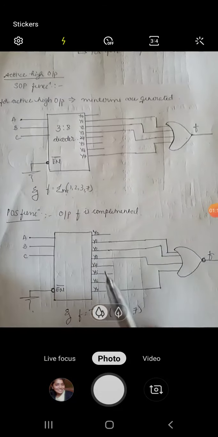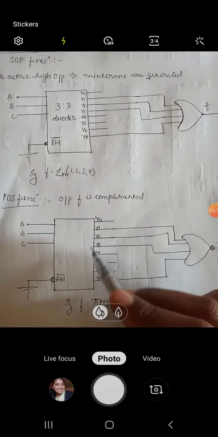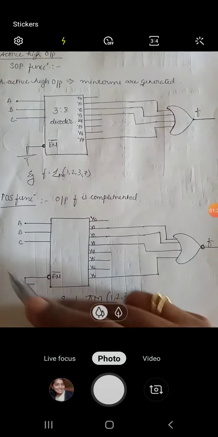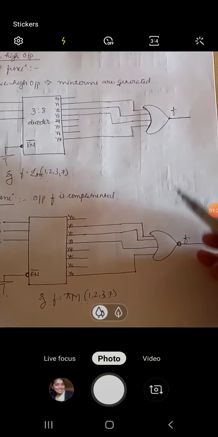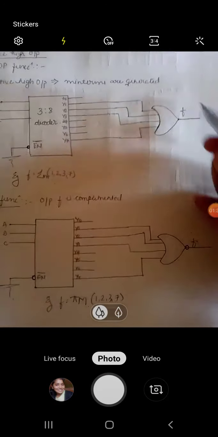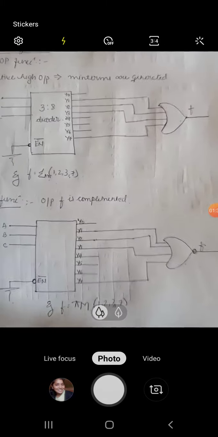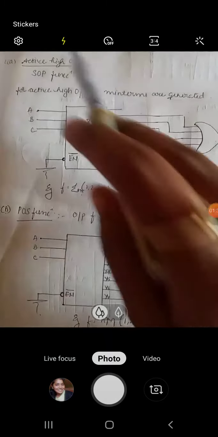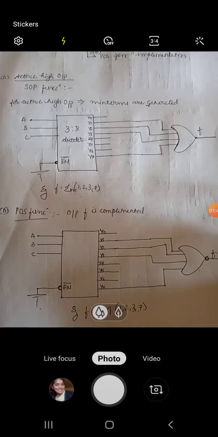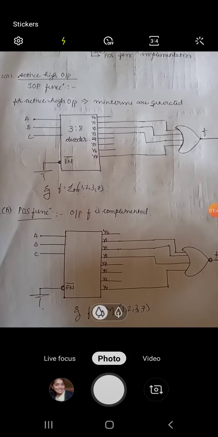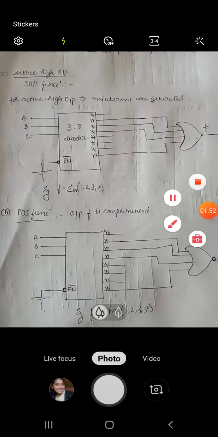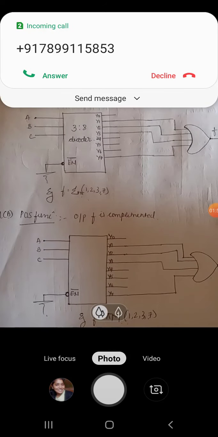But similarly, when you have to have the max terms, that is for pi m, that is product of sum terms, then what you have to do is the same logic, but this OR is replaced by a NOR gate. So when you complement the output, you get back the same function. So this thing remains for active high output. Generally we don't deal with this. Why? Because the general ICs whatever we get, they generally come with active high outputs.